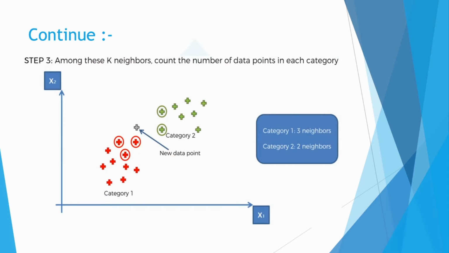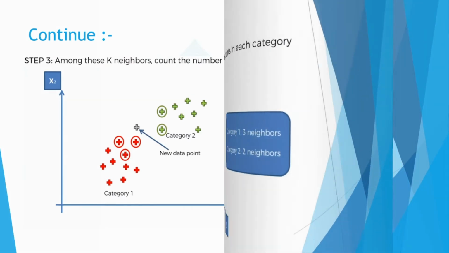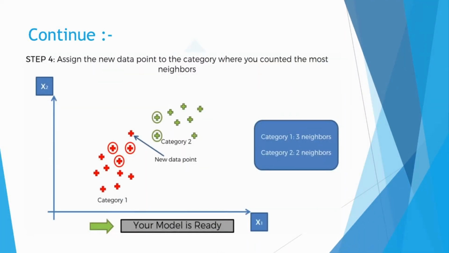These are the 5 neighbors which are nearest to this new data point, and now we count the neighbors in each category. The category which has more neighbors is the category the new data point will belong to. Category 1 has 3 neighbors and category 2 has 2 neighbors, so obviously the new data point will belong to category 1. This is our step 4, and the KNN model is ready. So these are the basic concepts of the KNN algorithm.